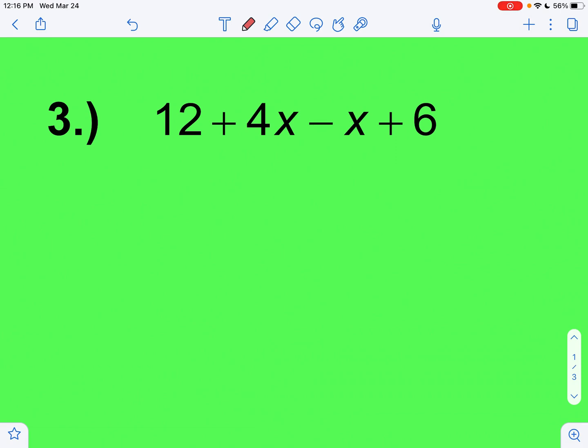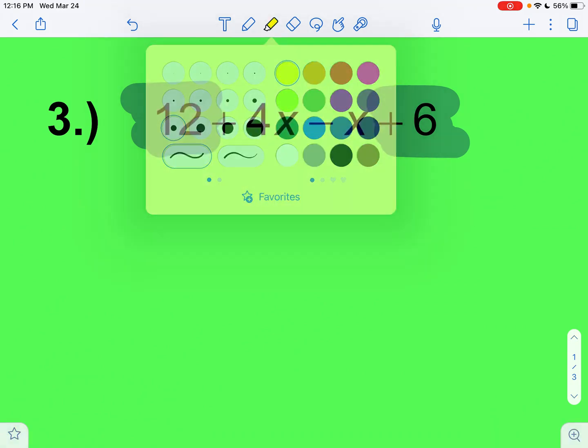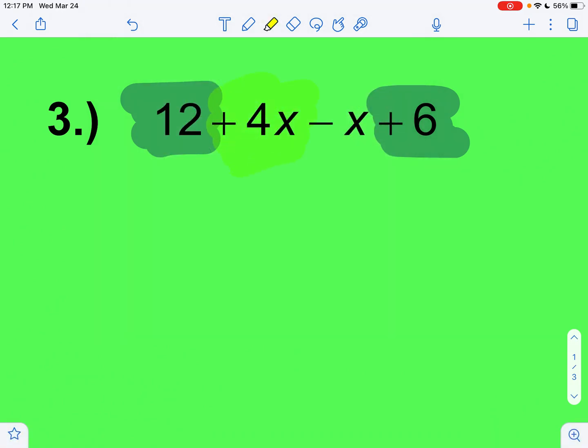Alright, let's go on to number 3. This time we have 12 plus 4x minus x plus 6. Again, get your highlighter out. Let's highlight our numbers. We have a 12 and a plus 6, so those two can combine. Changing colors, we have a plus 4x and a minus x. Since they're both x's, we can combine them.